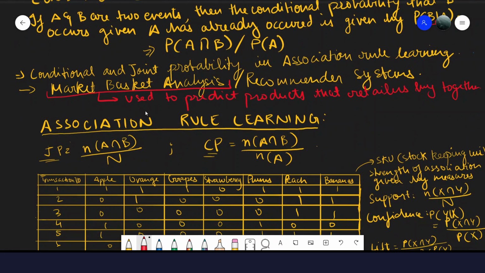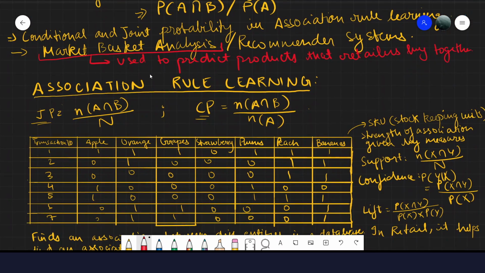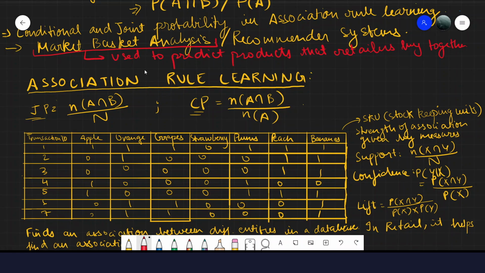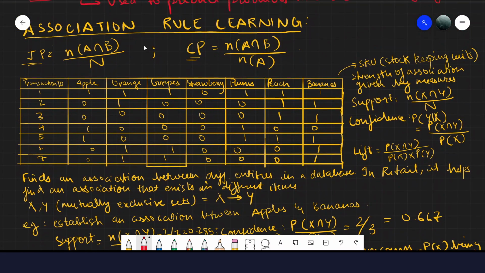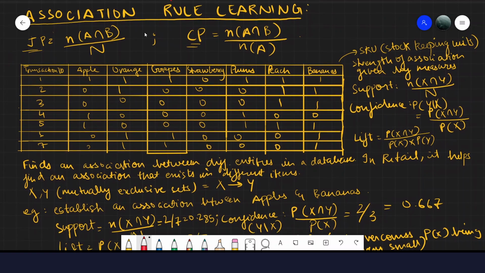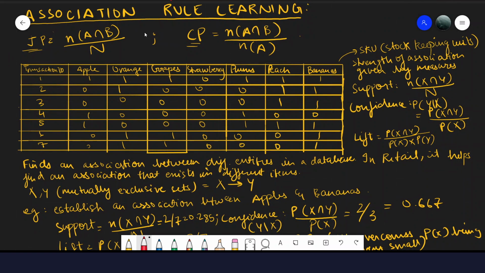So let's understand what association rule learning is. It basically makes use of joint probability and conditional probability. And with this example, I'll show you how it's used to recommend products to retailers. Joint probability, as we all know, is the probability of A and B upon the total number of observations. And conditional probability is the probability of A and B given the probability of A. Okay.